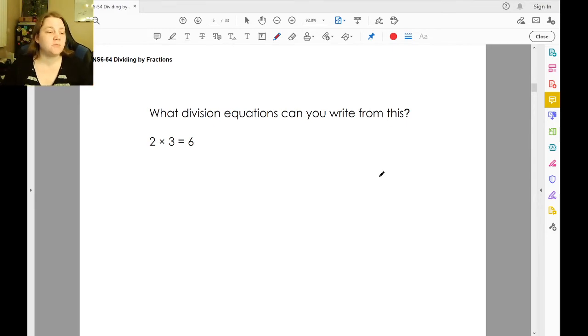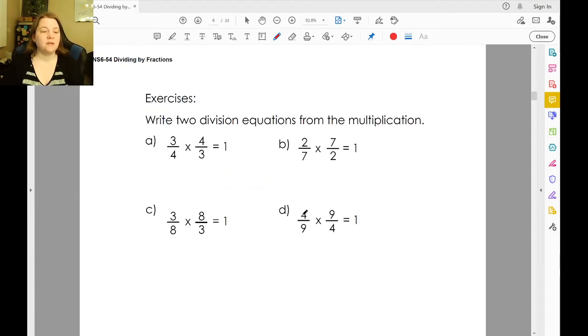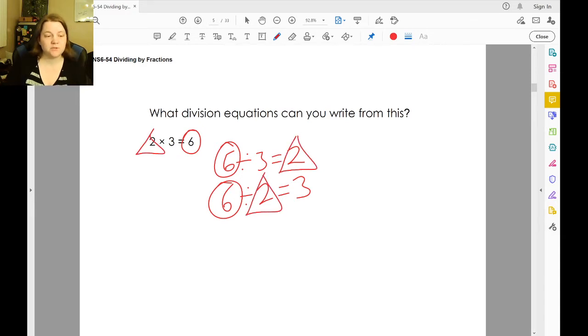You can write a number of division equations from this. You can write 6 divided by 3 equals 2. You can write 6 divided by 2 equals 3. They want you to write 2 division equations from the multiplication. So remember that over here, 6 was the number that was equaled. So you see the 6 here? And then we had the 2, which was either what was equaled or what was being divided by.